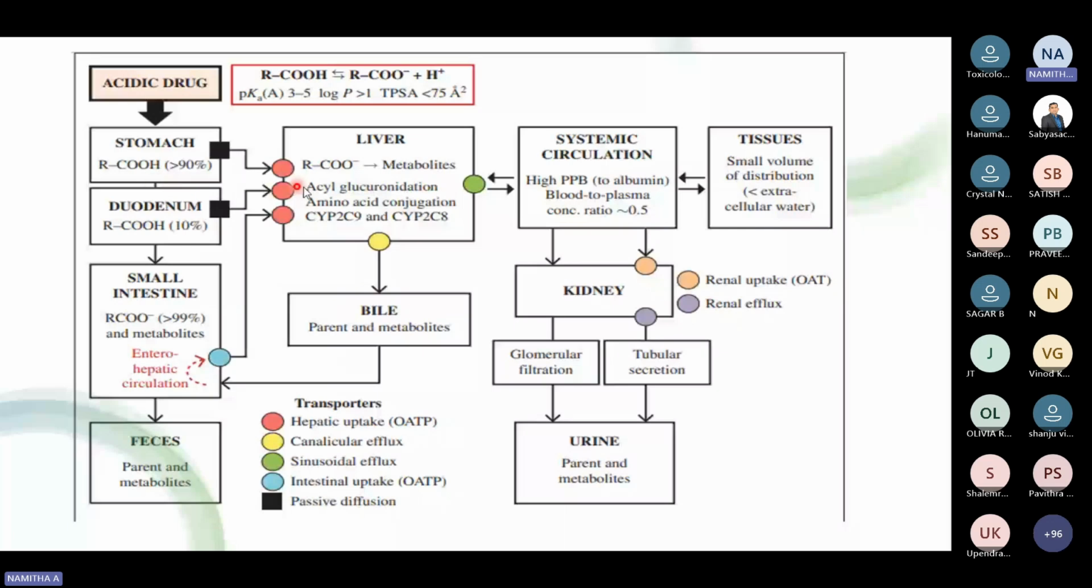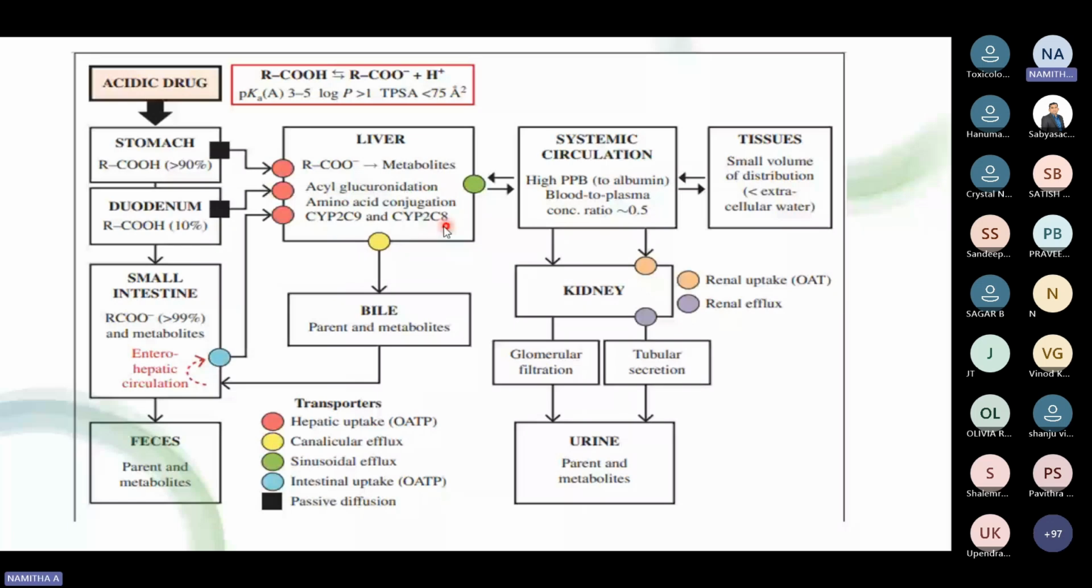Also, it is uptaken by hepatic transporters like OATPs. And in the duodenum as well, it is absorbed by passive diffusion and uptake by OATP transporters. Once it enters the liver, it gets metabolized. Acidic drugs are metabolized by acid glucuronidation and amino acid conjugation with the help of CYP2C9 and CYP2C8 cytochrome P450 enzymes.